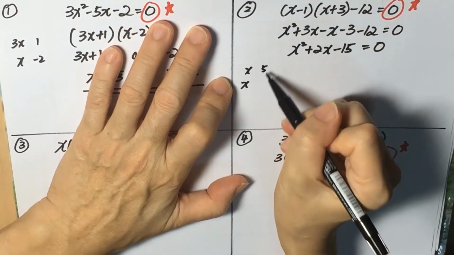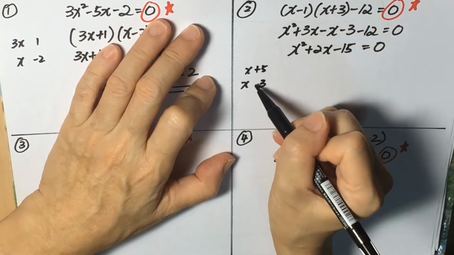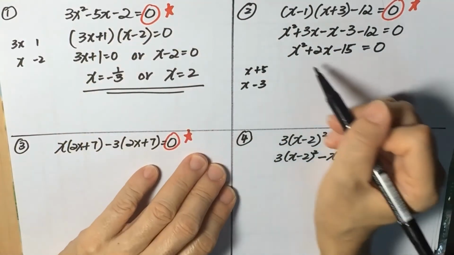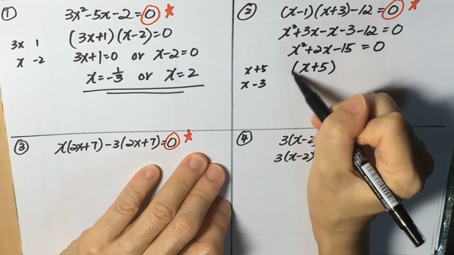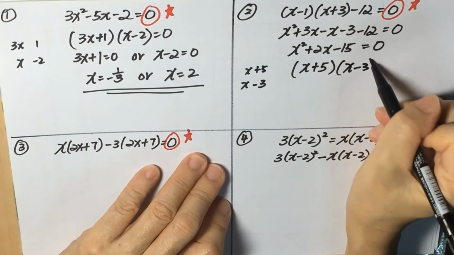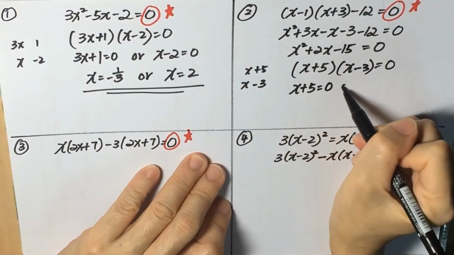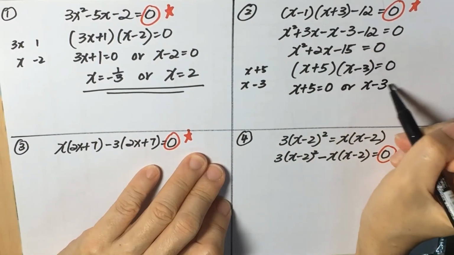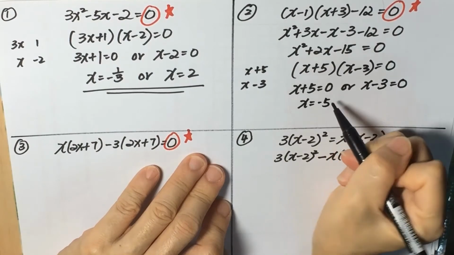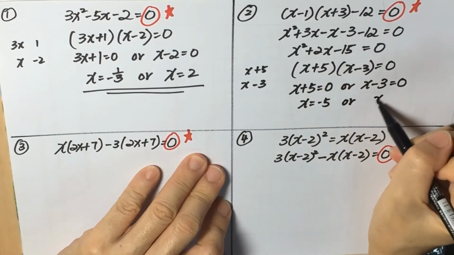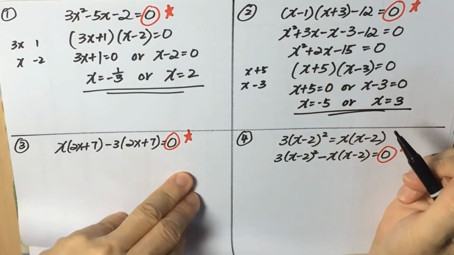Factorize now. 5 times 3, 15. I need a plus here, so I have a plus here and a minus here, so that the middle term is a plus. So I factorize it to be x plus 5 times x minus 3 equals 0. Using the factor law, either the first factor is 0 or the second factor is 0. So if the first factor is 0, my answer is x equals negative 5. If my second factor is 0, my x equals 3.